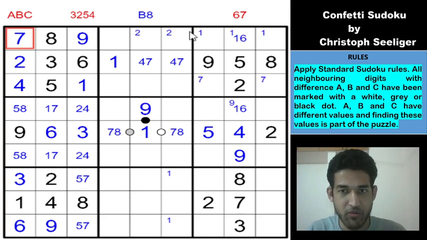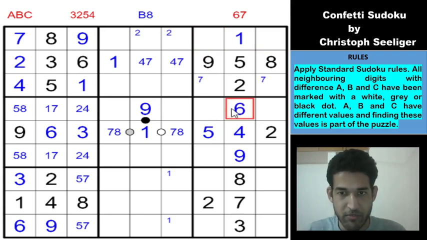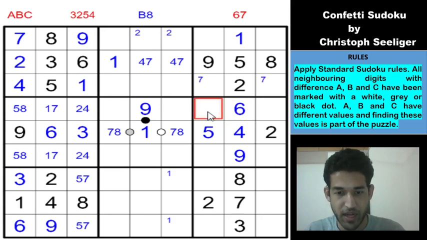And I can eliminate 1 from here and 1 from here because it is successive to 8 and 9, and that would give me a difference of 7 and 8 respectively. Not possible. So this must be a 1. So 1 is not going here. So this must be a 6. So 8 must go into one of these two cells, classic.